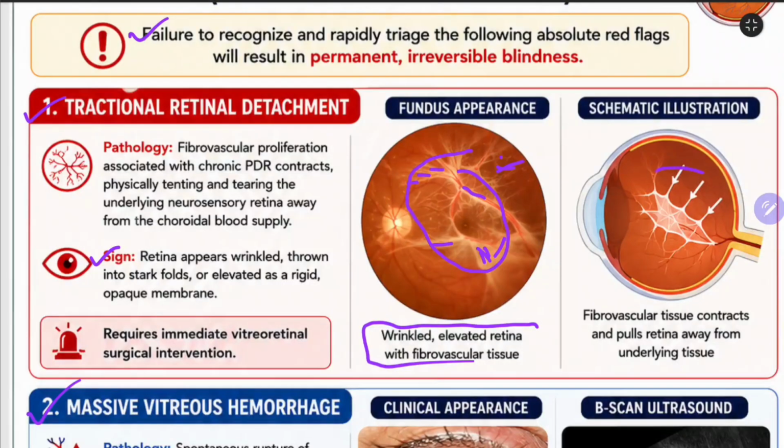So this is the schematic representation of that. Okay. So this requires immediate vitreoretinal surgical intervention. So what you will do? You will just remove this fibrous tissue by this surgery. Okay. So that is about the not to miss. So this will be the appearance in the fundus: wrinkled elevated retina with a fibrovascular tissue.